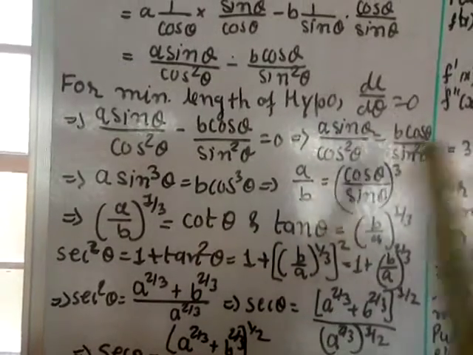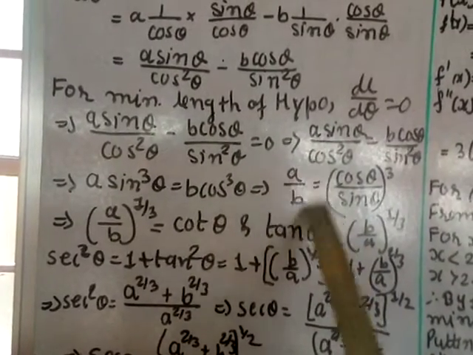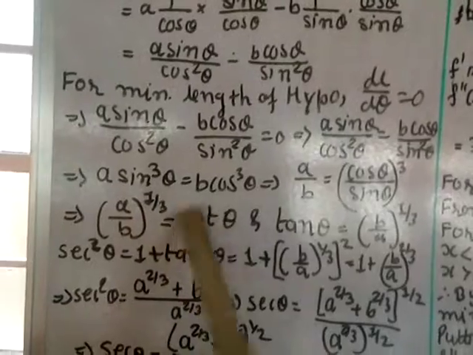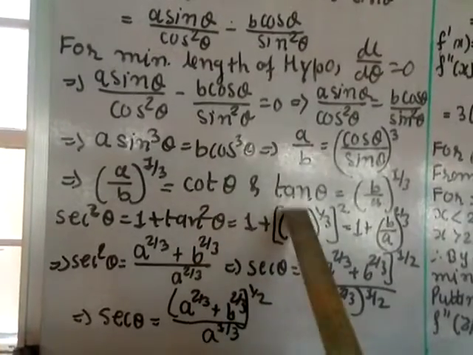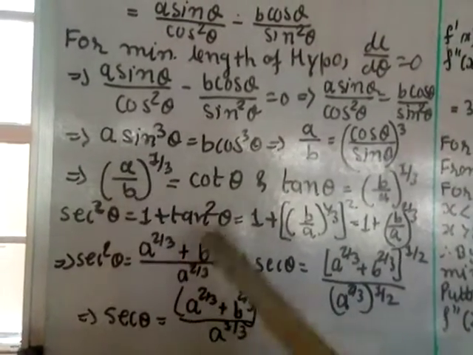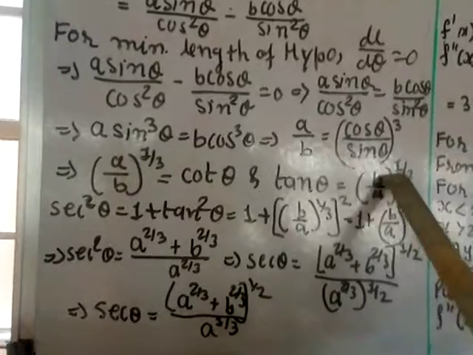Okay, and take the cube root. So when you take the cube root, here becomes (a/b)^(1/3), and here the cube will cancel. So (a/b)^(1/3) is equal to cot theta. And what will be the tan theta value? Same but inverse, because cot and tan are inverse. So (b/a)^(1/3). From here we have written.